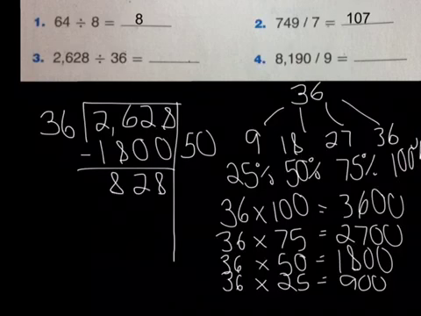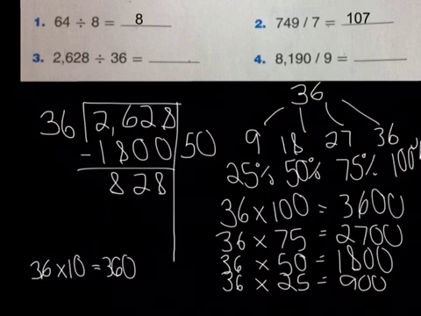Okay, so we have 828. Now, what's the closest one here? Should I multiply by 50 again? No, that would go over. But can I multiply by 25? No, that still goes over. But what if, instead of 25, I multiplied it by 20? Try 36 times 20. Well, you know that 36 times 10 is 360.